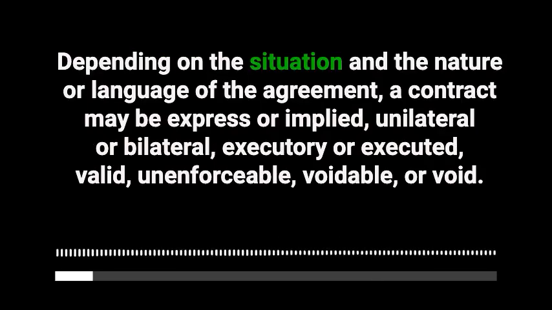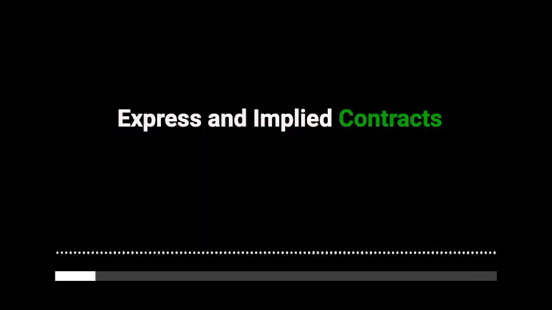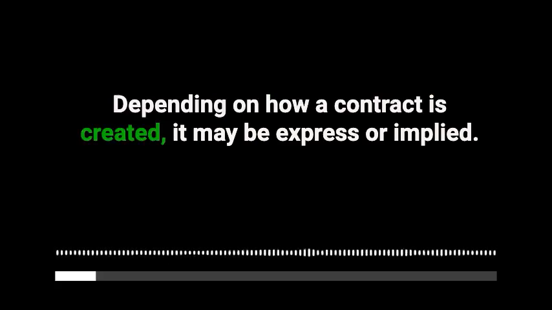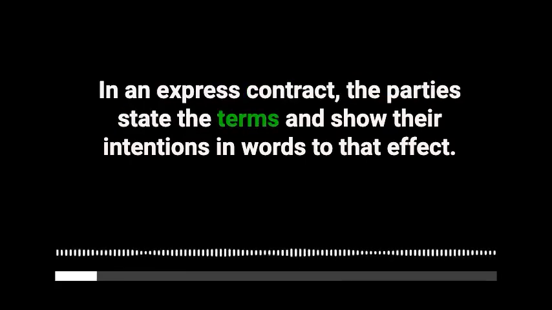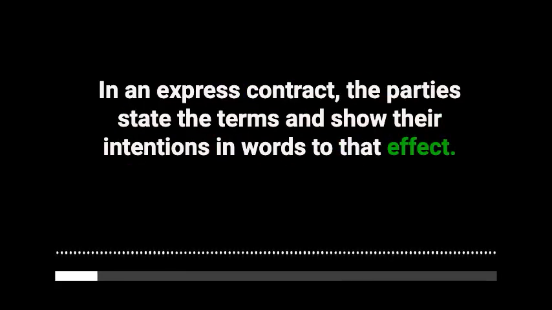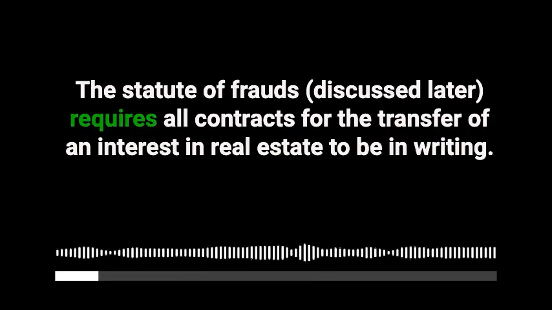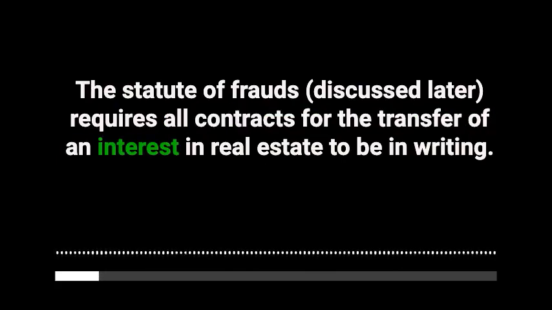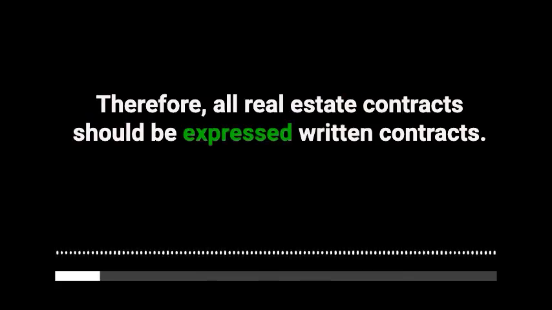Depending on the situation and the nature or language of the agreement, a contract may be express or implied, unilateral or bilateral, executory or executed, valid, unenforceable, voidable, or void. Express and implied contracts. Depending on how a contract is created, it may be express or implied. In an express contract, the parties state the terms and show their intentions in words to that effect. An express contract may be either oral or written. The statute of frauds requires all contracts for the transfer of an interest in real estate to be in writing. Therefore, all real estate contracts should be expressed written contracts.